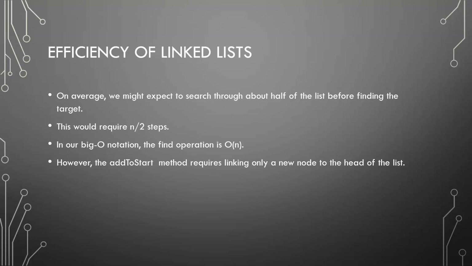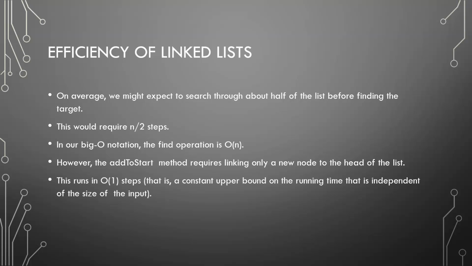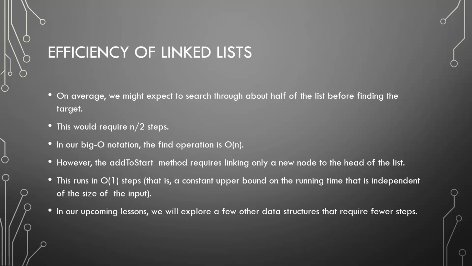However, let's just say we look at our add to start method. Well, this requires linking a new node to the head of the list. This runs in big O of 1 steps. That is a constant upper bound on the running time that is independent of the size of the input. And big O of 1 is beautiful. Boom. It's like just 1 all the time.